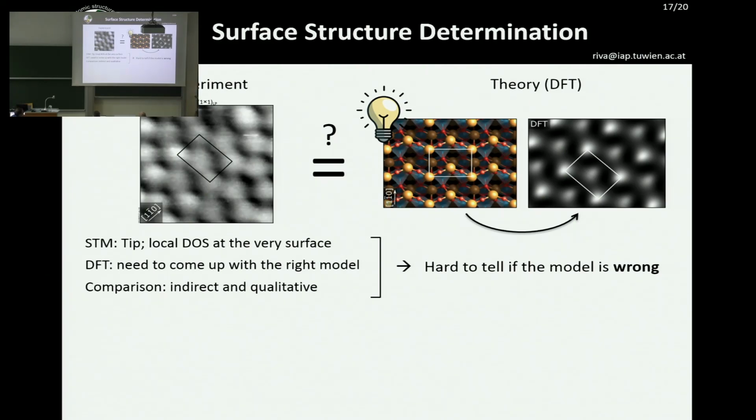So, of course, the problem with this approach is that, okay, there are other details, but the main problem is that this is qualitative. So you cannot really say this model is right or wrong, or perhaps you cannot tell it's wrong, let's say, or you cannot tell how much is wrong.